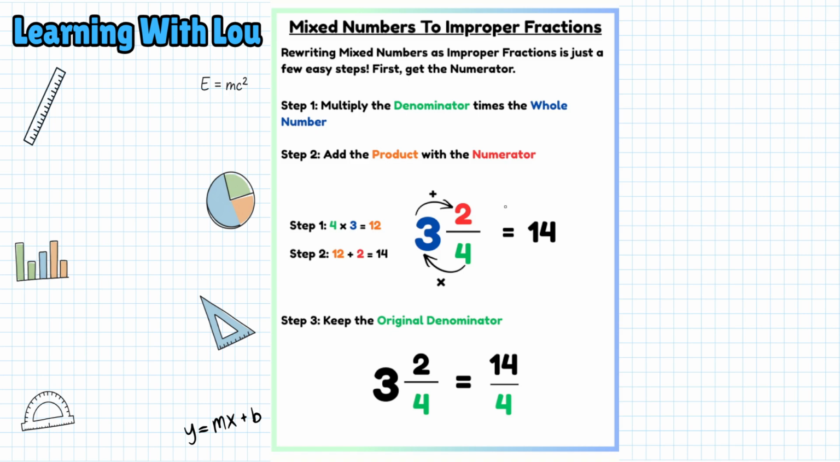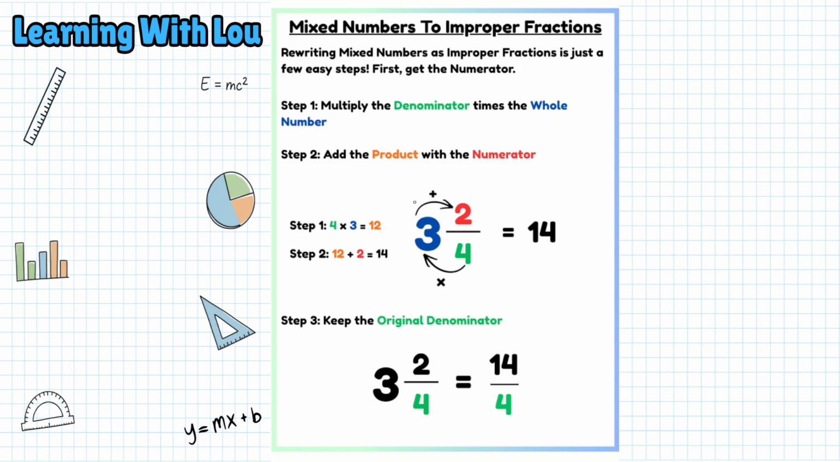The first thing you have to do is take a look at your mixed number. So for example, we have 3 and 2/4. The first thing you want to do is multiply your denominator times the whole number. So our denominator is 4, our whole number is 3. We do 4 times 3, which gives us 12. And as you can see, I have it written down here, 4 times 3 is 12.